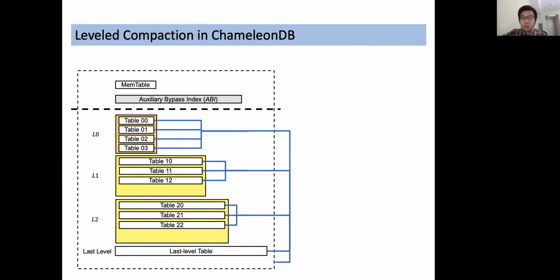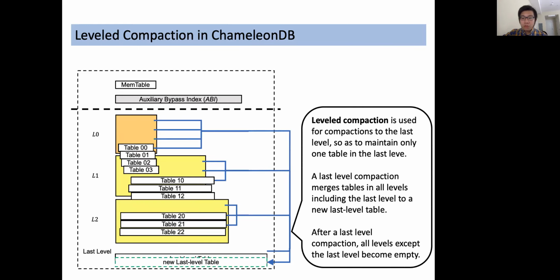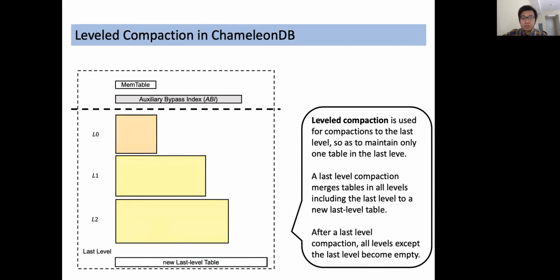So not only the tables in level 0 to level 2, but also the last level table are involved in this compaction to generate a new last level table. And after last level compaction, all levels except the last level become empty.